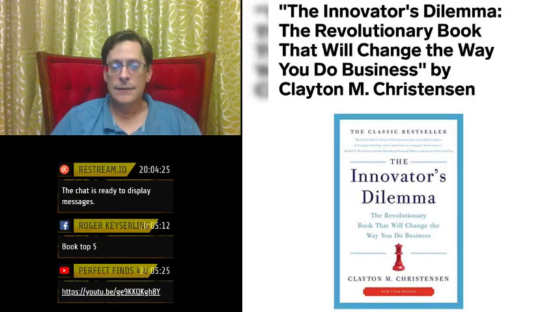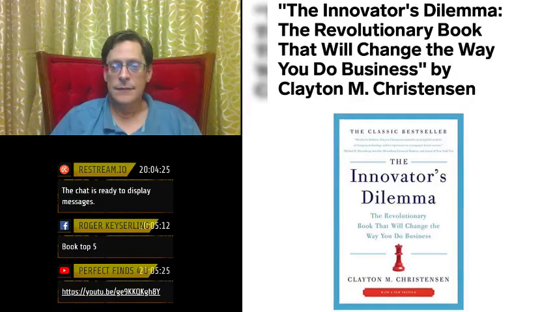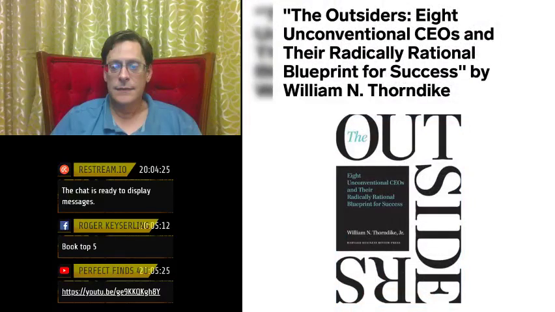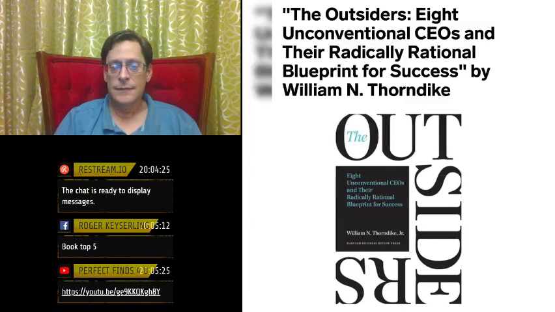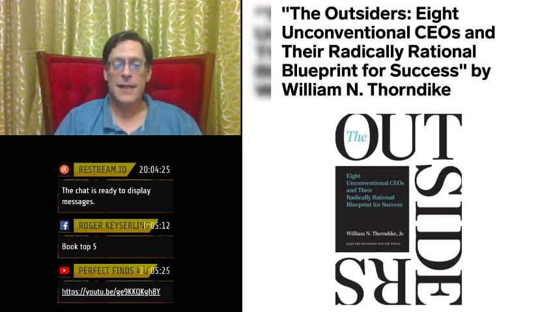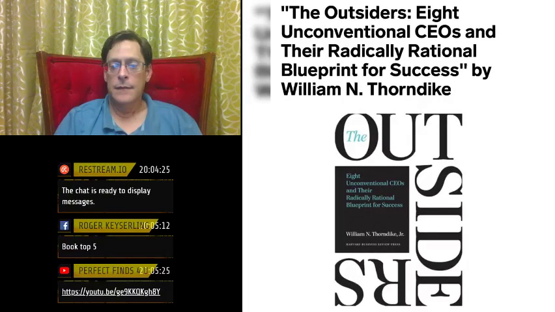Number 1. The Outsiders, 8 Unconventional CEOs and Their Radically Rational Blueprint for Success by William N. Thorndike. What makes a successful CEO? Most people call to mind a familiar definition: a seasoned manager with deep industry expertise. Others might point to the qualities of today's so-called celebrity CEOs: charisma, virtuoso communication skills, and a confident management style. But what really matters when you run an organization? What is the hallmark of exceptional CEO performance? Quite simply, it is the returns for the shareholders of that company over the long term. Note: The Outsiders was number 1 on Warren Buffett's recommended reading list in the Berkshire Hathaway Annual Shareholder Letter.